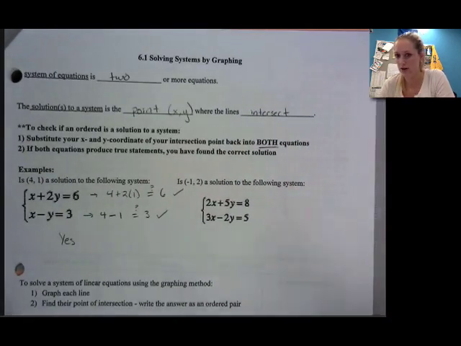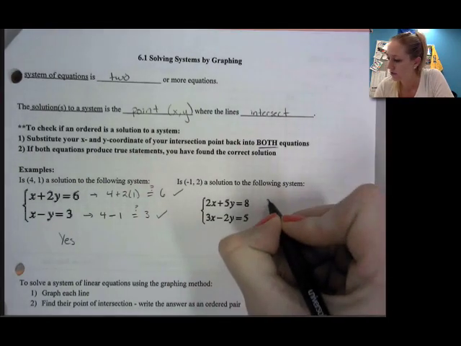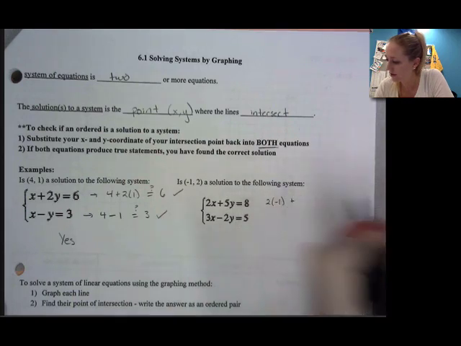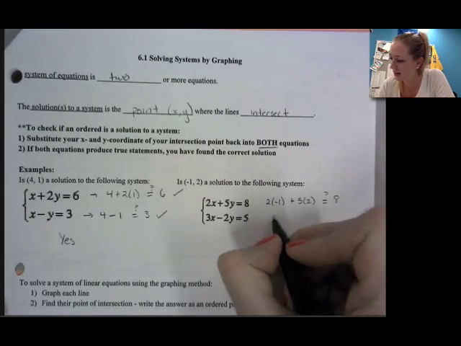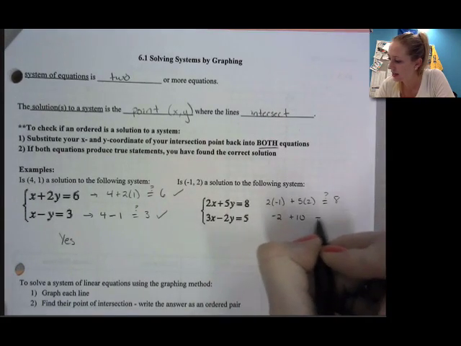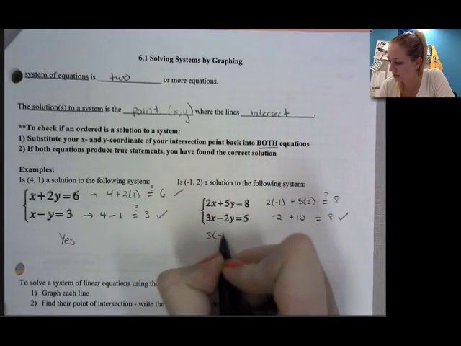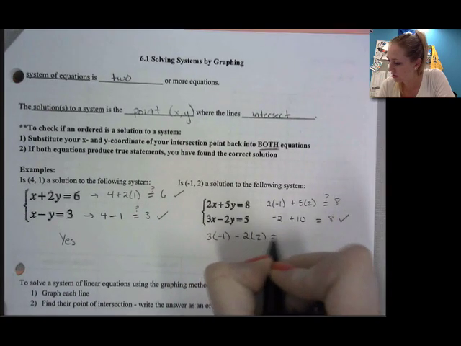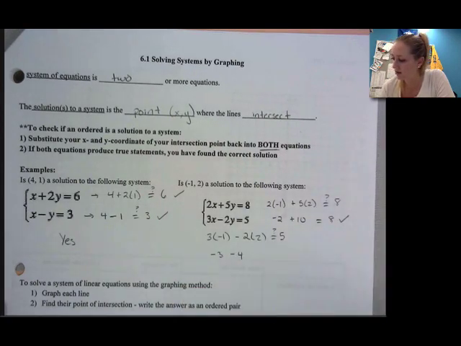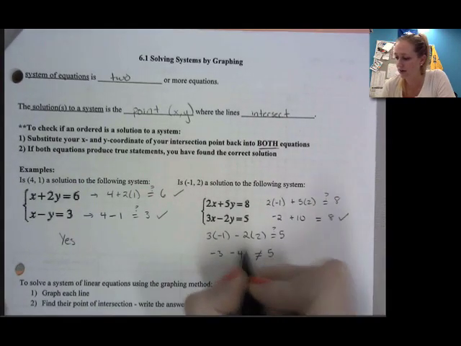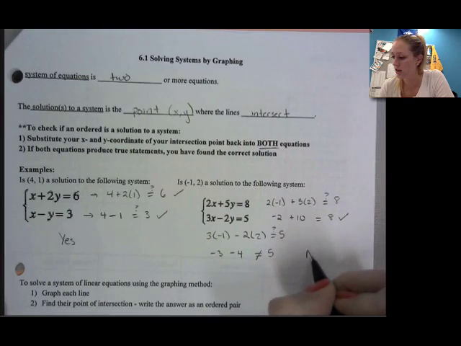All right, same thing here on the second one. So we're plugging in negative 1 for x and 2 for y this time, checking, do we get 8 here? So here I get negative 2 plus 10. That does equal 8, so it works in the first equation. Let's check the second one. So 3 times negative 1 minus 2 times 2, does that equal 5? So negative 3, here I get 4, so negative 3 minus 4, that does not equal 5. That equals negative 7. So because this point didn't work in both equations, not a solution.